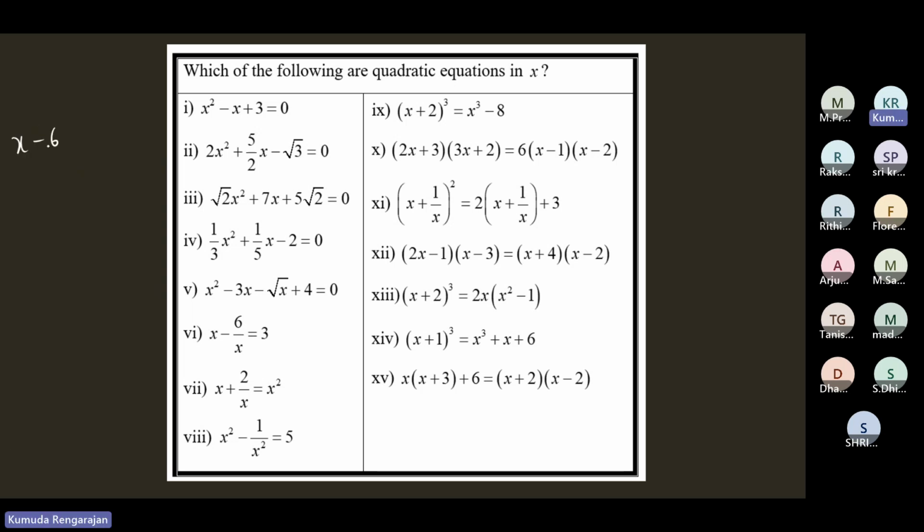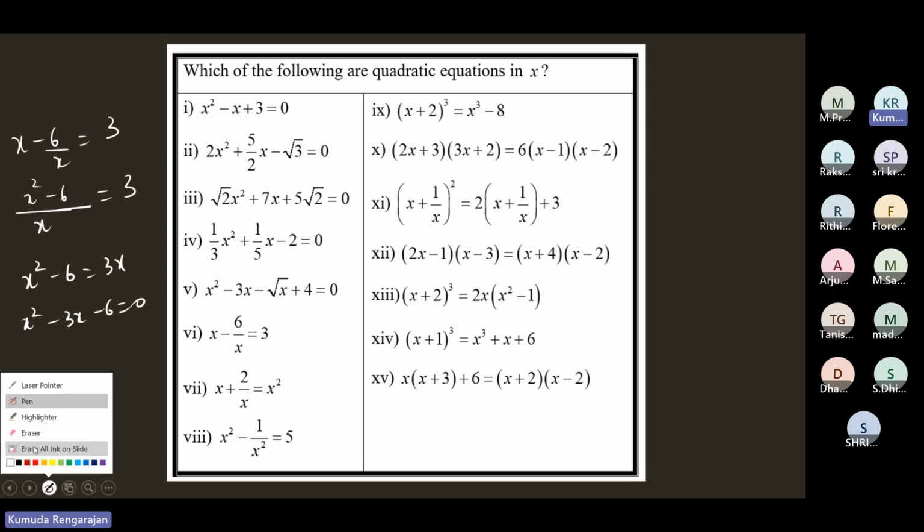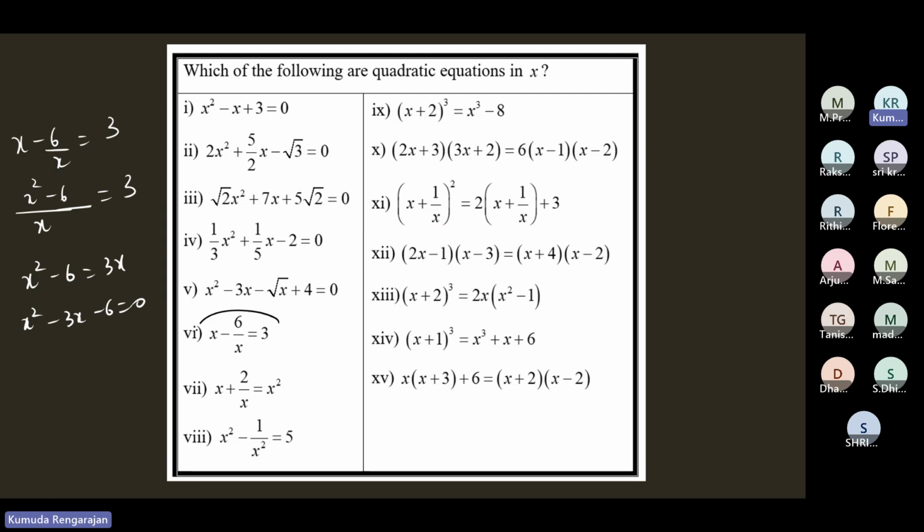Now, this one looks like linear, but when you work this, x squared minus 6 is equal to 3. When you cross multiply, x squared minus 6 is equal to 3x. x squared minus 3x minus 6 is equal to 0. This one looks like there is no x squared at all in this. How can it be quadratic? But that is quadratic. This one has x squared in it. So we think it is not quadratic, but it is quadratic.